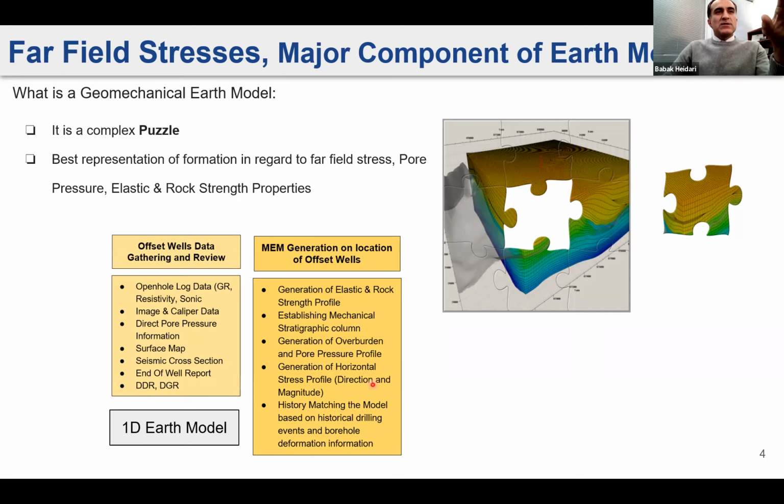And after that, by having the horizontal stress, the product is, I can say, ready. It is not calibrated, not tuned, but it is ready. It has all the properties. Then we do history matching and model validation, to fine tune the model and come up with the calibrated and most representative model.